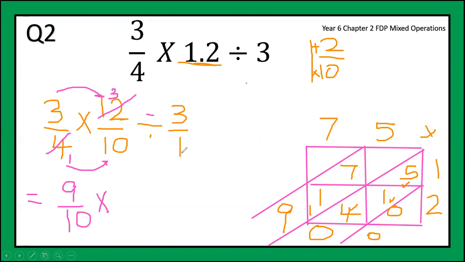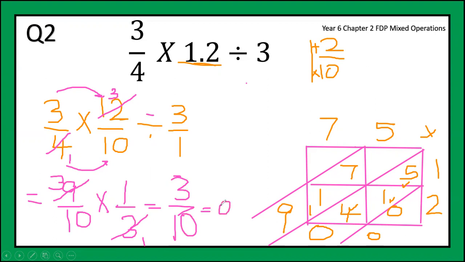So the division, change to a multiplication. 3 over 1 becomes 1 over 3. And that gives you up times up. Oh yeah, you can simplify first. So 1, and this is 3. So this gives you 3 over 10, which is of course the same as 0.3.